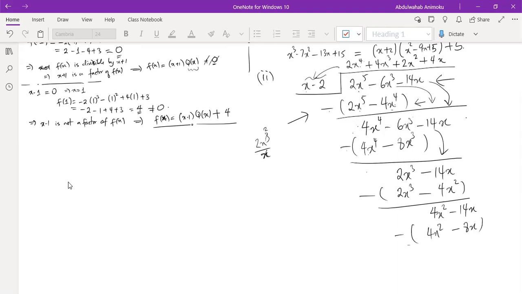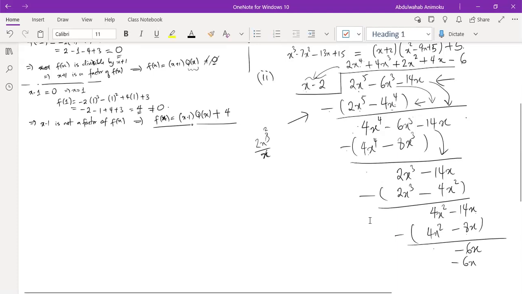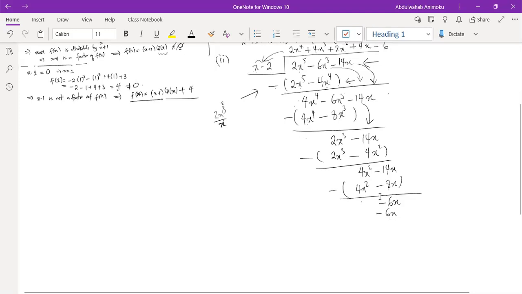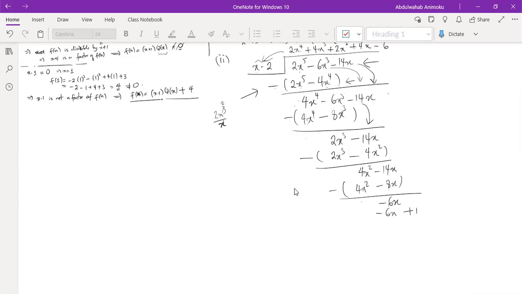Then we subtract again. So 4x squared minus 4x squared is 0. Minus 14x plus 8x will be minus 6x, right? That's what we have. Then again, one last time, x into minus 6x is minus 6. Minus 6 times x is minus 6x. So that we can see everything, minus 6x, then minus 6 times minus 2 is plus 12.